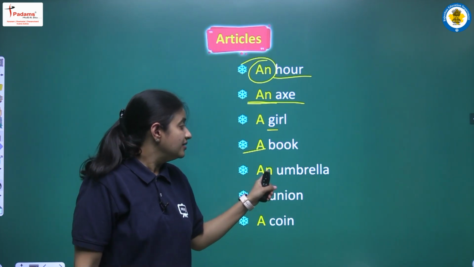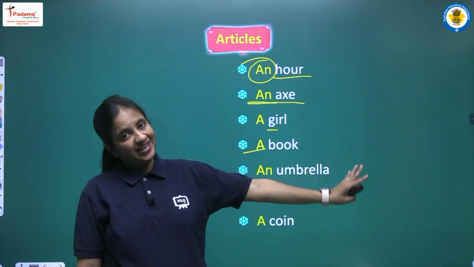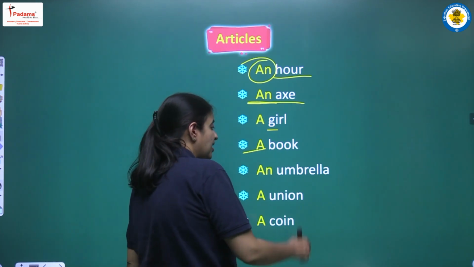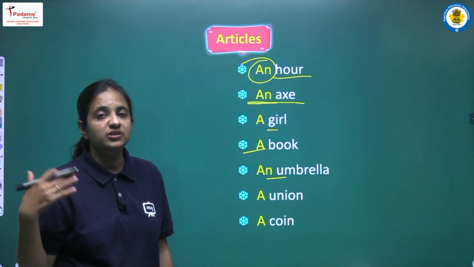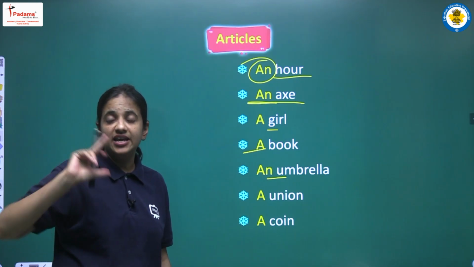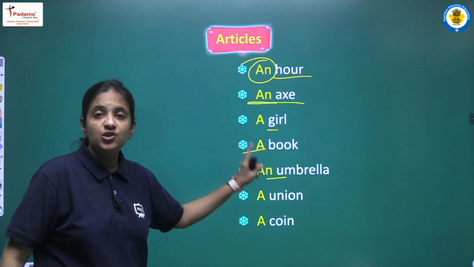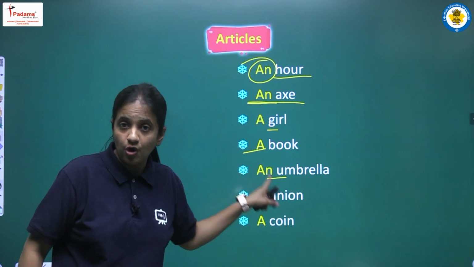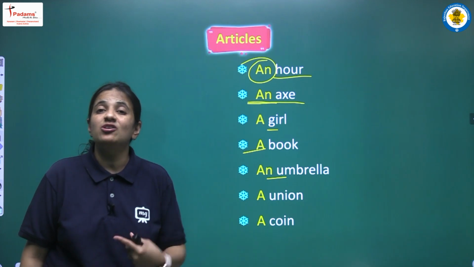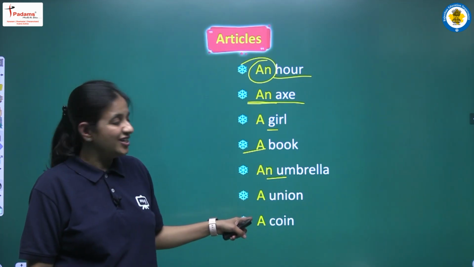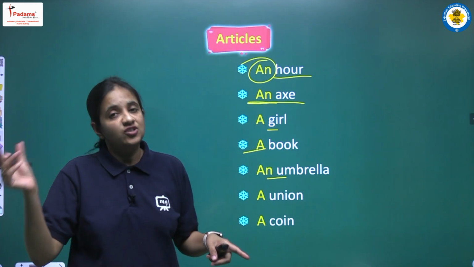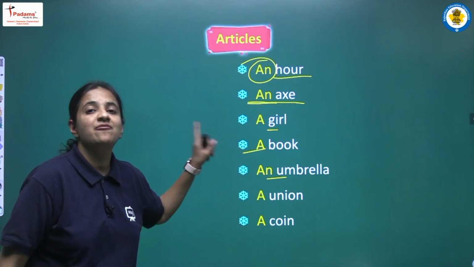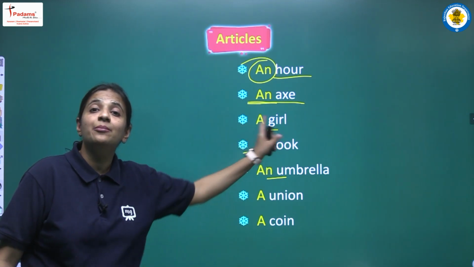Clear? Next we are having umbrella. So again you have to be very careful, you have to see the pronunciation. We are having u, and u is one of the vowels, right? Because we are having 5 vowels, a, e, i, o and u. So yes, u is one of the vowels, but we are having an here not because of this vowel, but because of the sound, because of the pronunciation. So what is the pronunciation? The pronunciation is umbrella, so the starting sound is uh, right? That is a vowel sound, and according to that we are having an here. So yes, this is an umbrella.